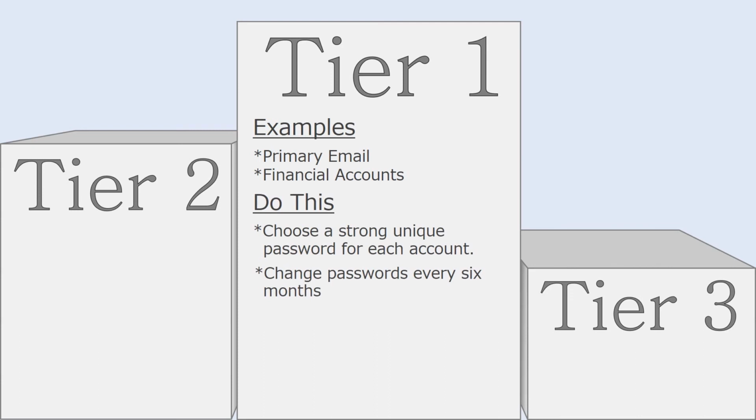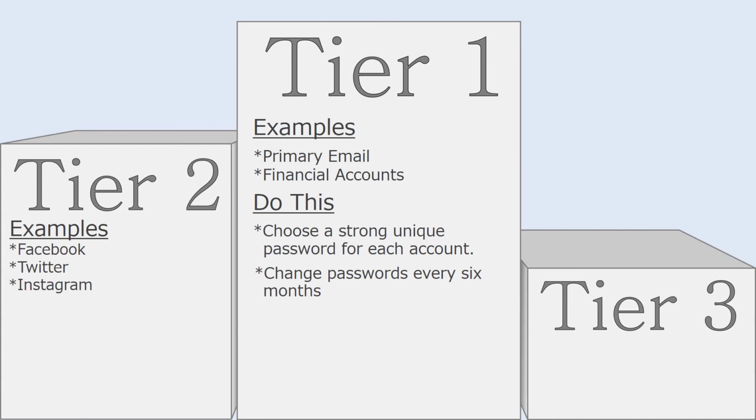For these accounts, you should choose a strong, unique password for each account and make a standing appointment with yourself to change these passwords every 6 months. In the second tier are the accounts where you have a medium amount at stake. For example, with Facebook, Twitter, and Instagram accounts, you probably have a medium amount at stake.